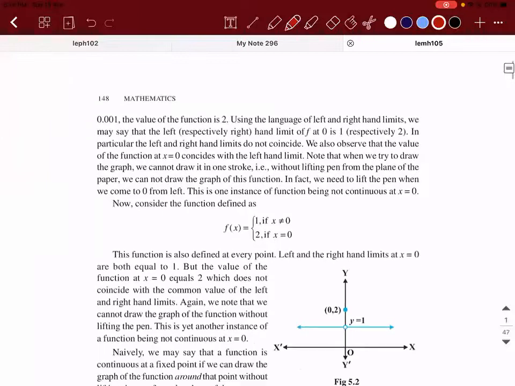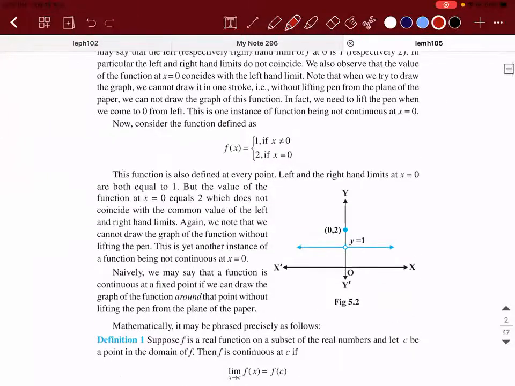Is it clear, guys? Now look at this function. f of x is equal to 1 if x is not equal to 0, meaning at any other point other than the exact 0 value of x, the function is always 1.